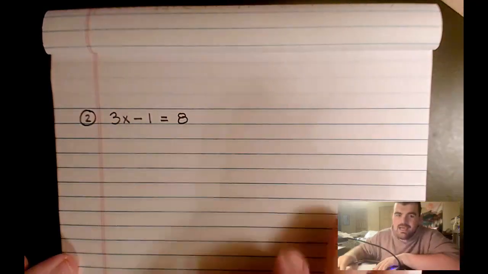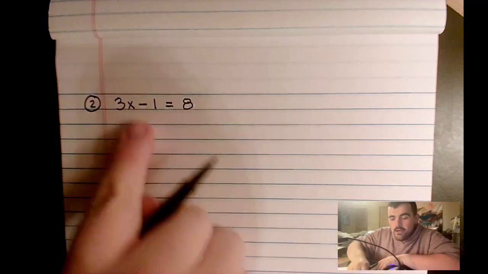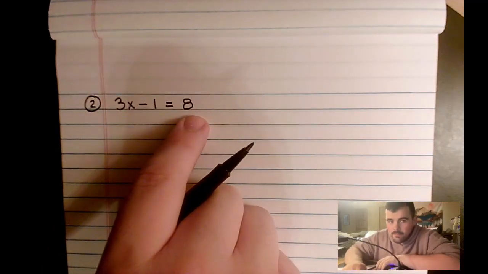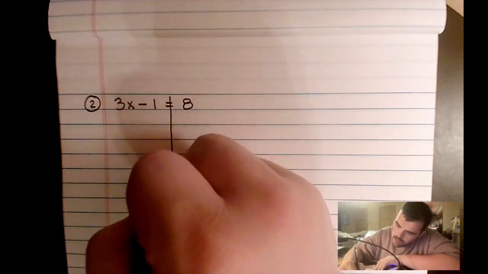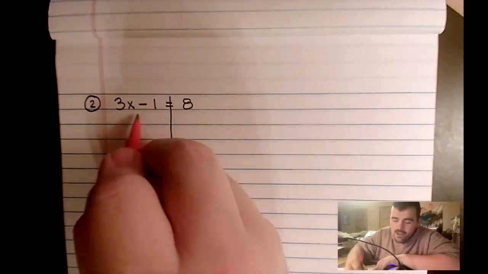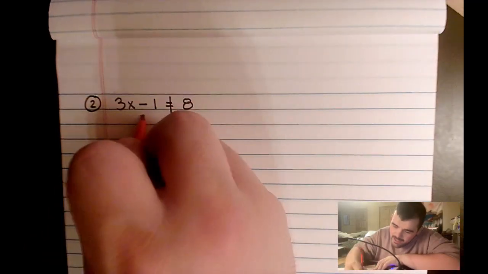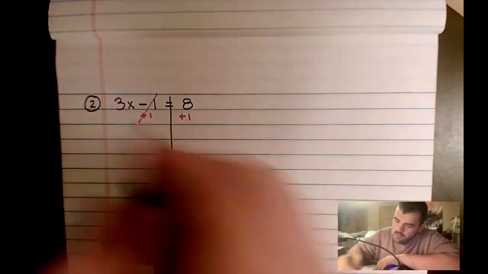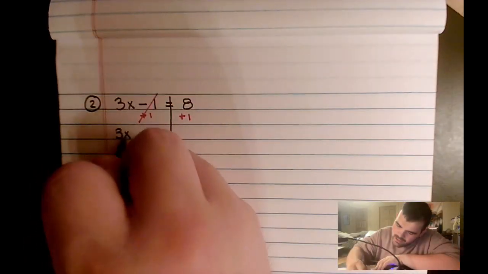How about 3x minus 1 equals 8? So 3 times some number minus 1 equals 8. To solve this, go ahead and draw my line. That helps me separate my left versus my right. Undo that subtraction by adding 1 to both sides. That's going to give me 3x equals 9.